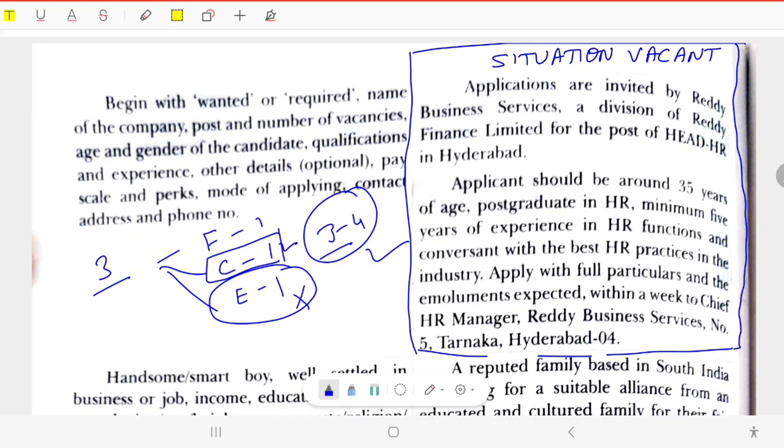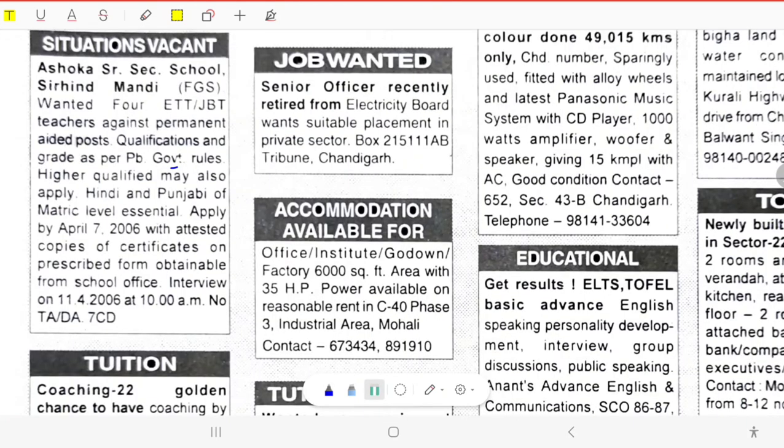Format means, as far as possible, avoid writing sentences, write phrases. The word limit is 50, so we should not exceed the word limit. This is how we write situation vacant. Let's have a look at another example.